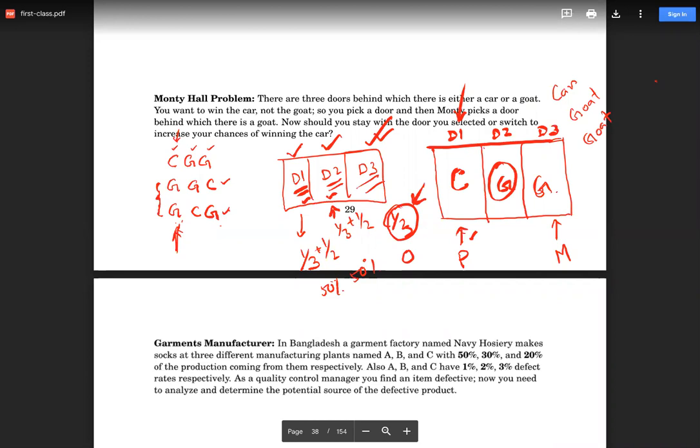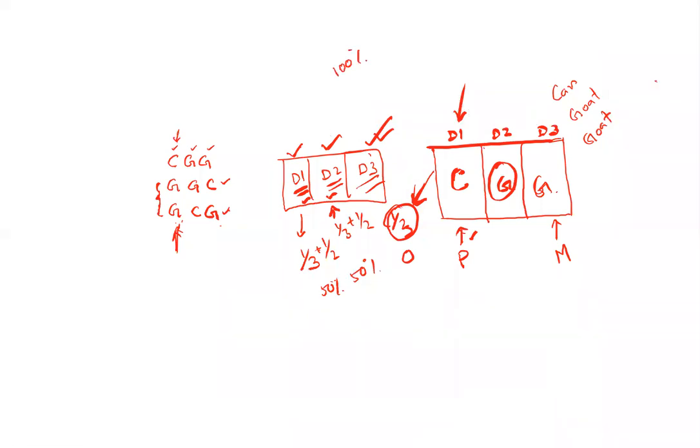However, counter to your intuition, it turns out that this 1/3 probability, remember, total probability has to be 100% or 1, right? Initially, we had 33.3% here, right?